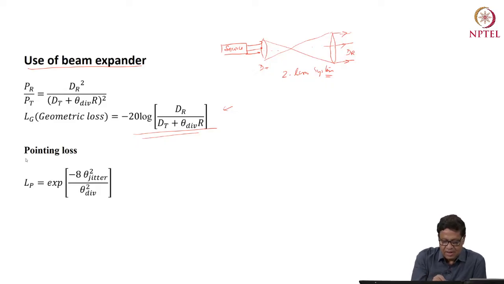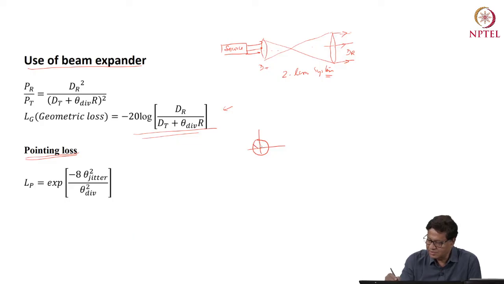The next loss is actually a pointing loss, which is very important. Again, it is related to the alignment. So what happens actually, suppose your detector area is this much. This is your detector area, and say it is radius A.